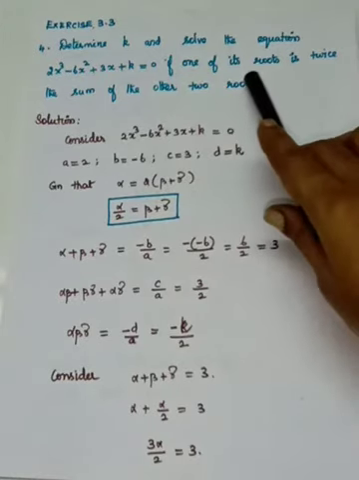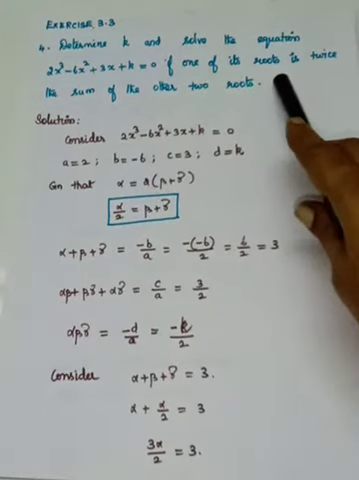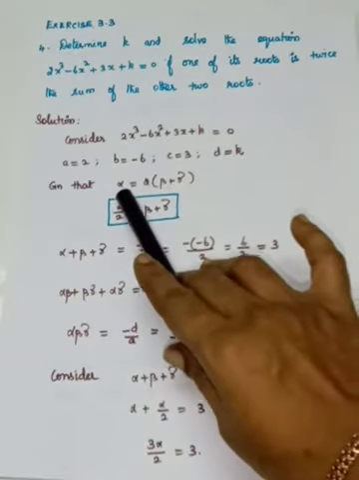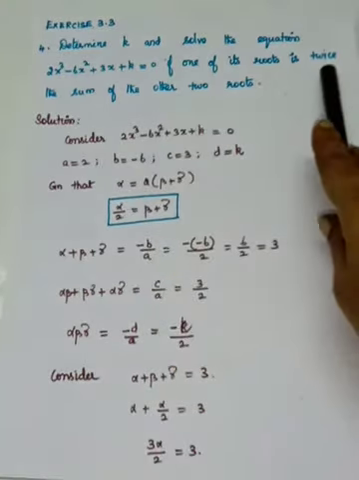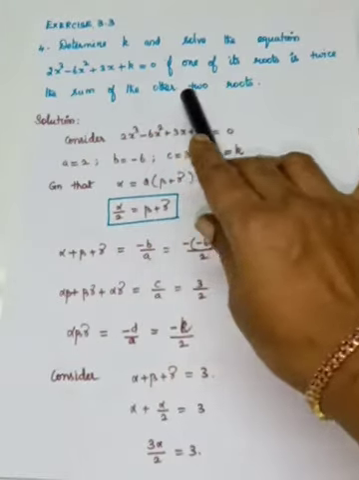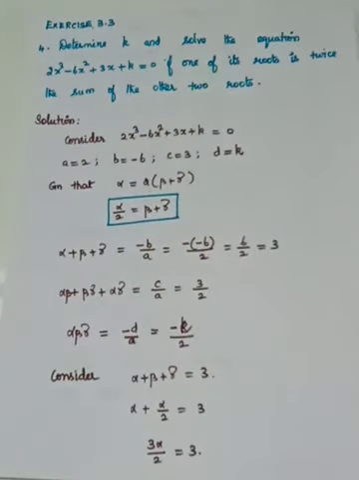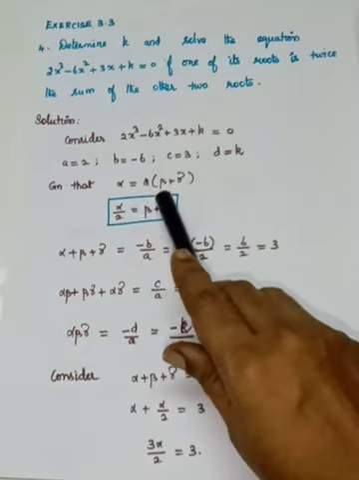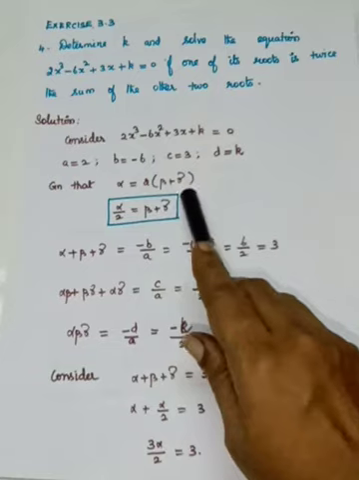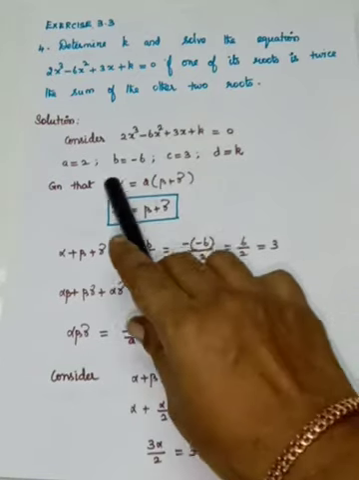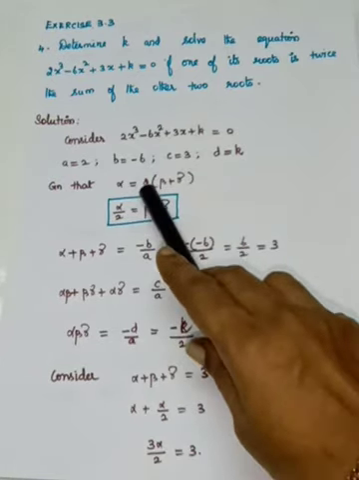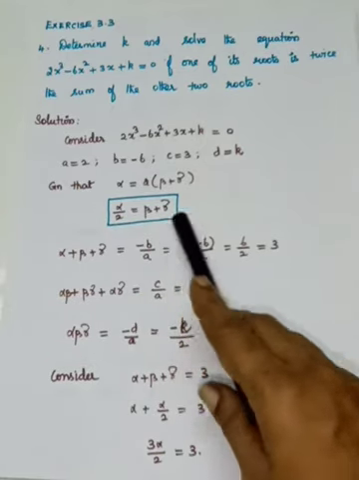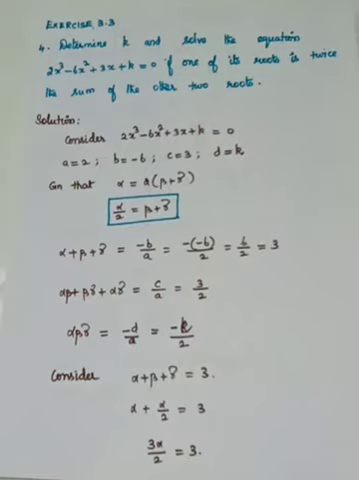What is the given condition? One of its roots. So among the three roots, I'll take alpha. Alpha, that is one root, is twice the sum of the other two roots. So alpha is equal to 2 into the sum of the other two roots, so 2 into alpha plus beta. Okay, this is the given condition. So this 2, when you bring it to the left side, it is alpha by 2 is equal to beta plus gamma. This is the condition given.